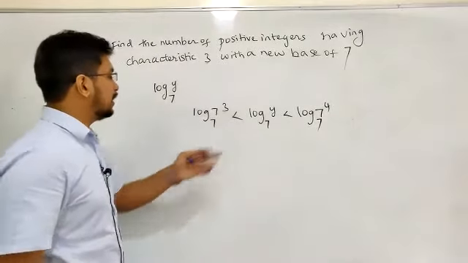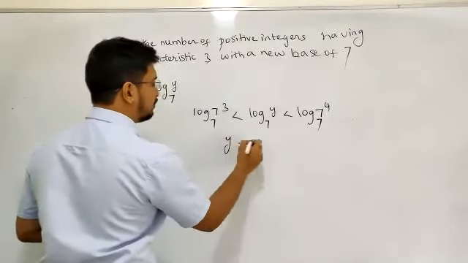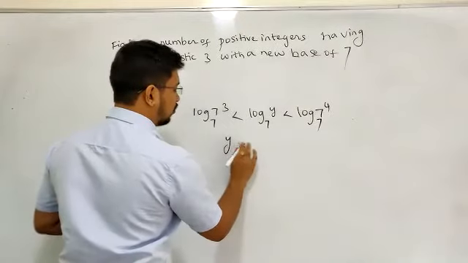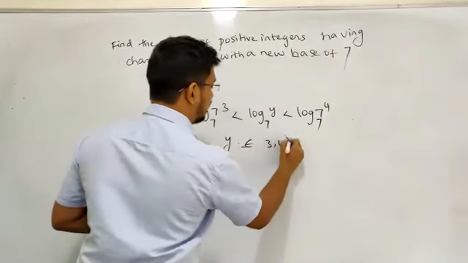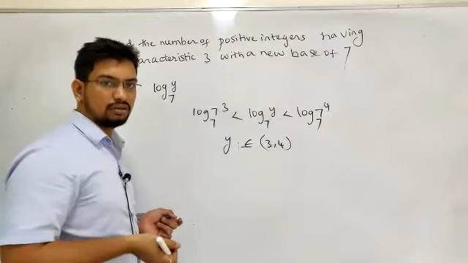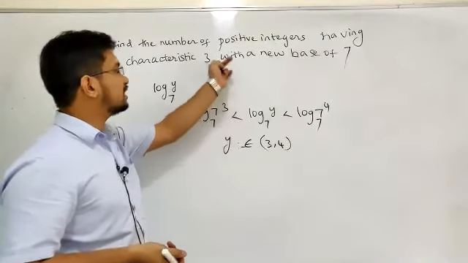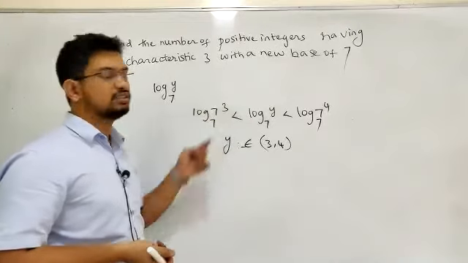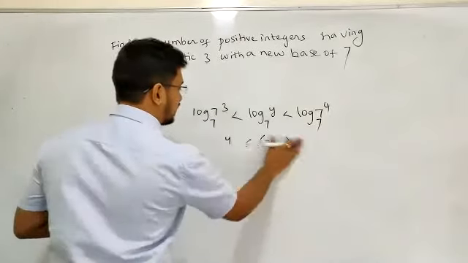ఇలా చేసినప్పుడే, this y value will be lying between 3, 4. y belongs to 3, 4. So y will be lying between 3, 4. అంటే y అనేది 3, 4 మధ్యలో ఉంటుంది. Only then you will be getting the characteristic 3. You will be getting something like 3 point something. So your final answer will be something like this.